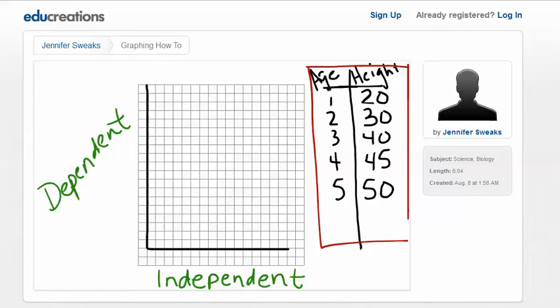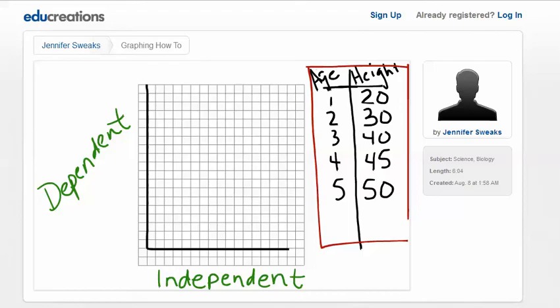So what's the big difference? Well, the independent variable is under the control of the researcher. It's the cause. The dependent variable is the effect. It's your results. You can keep in mind that independent causes change in the dependent.